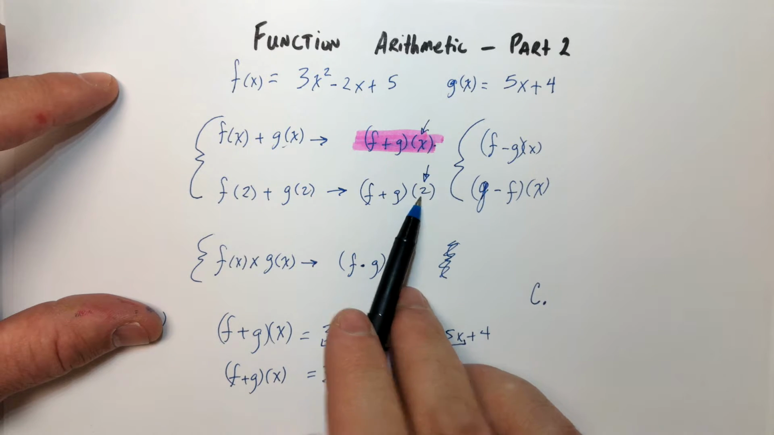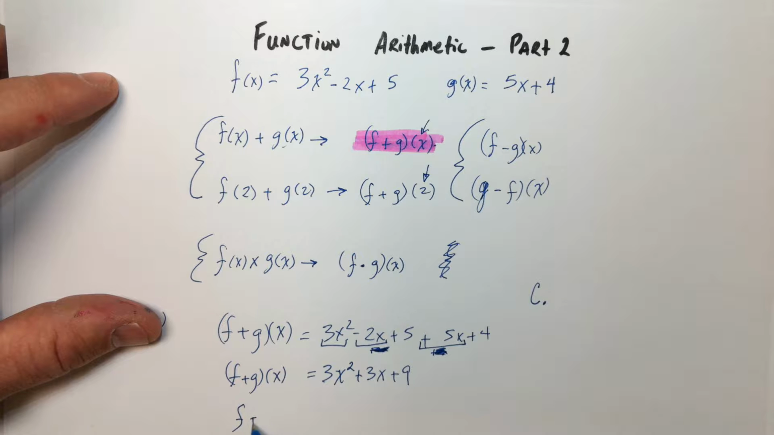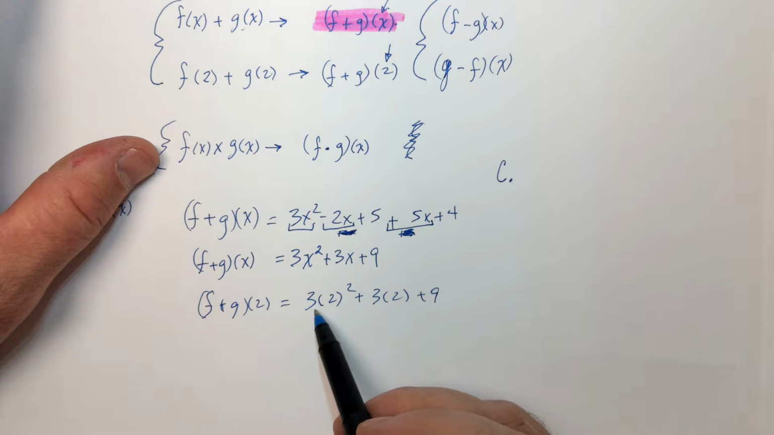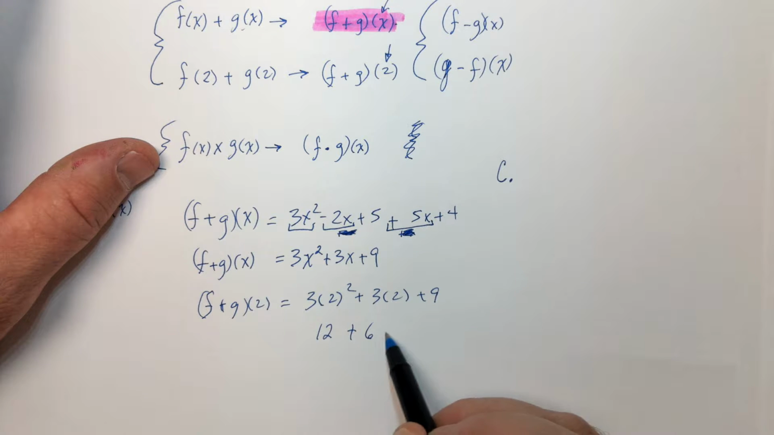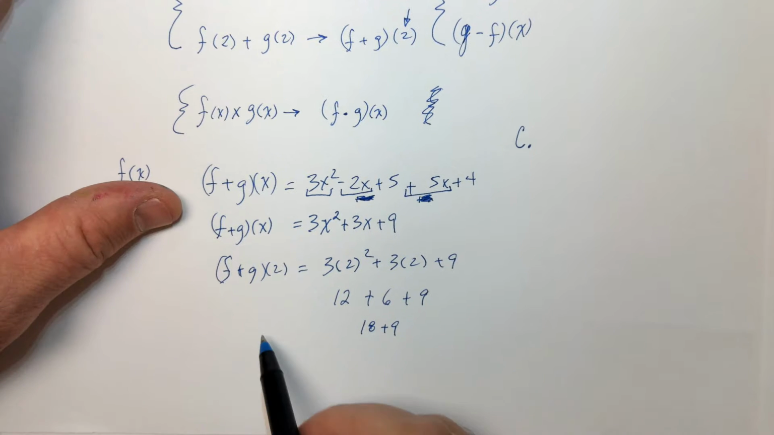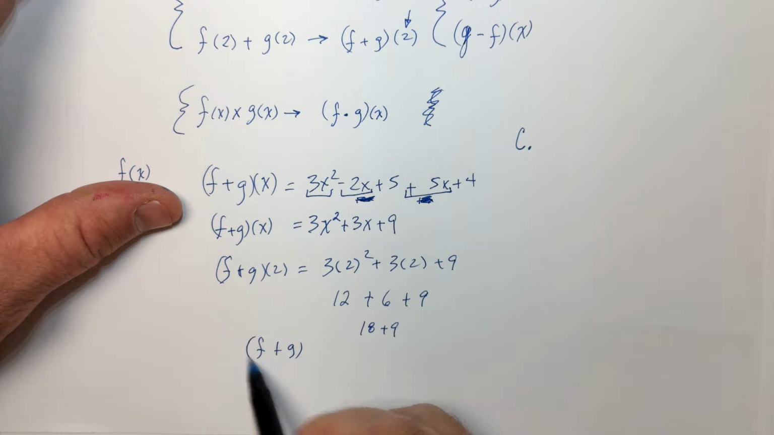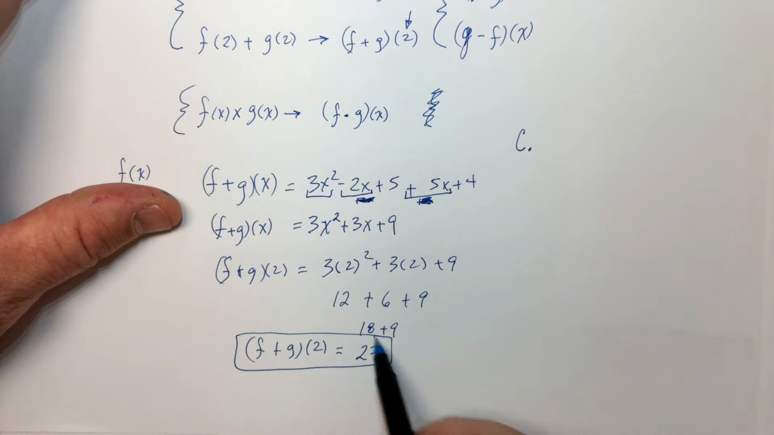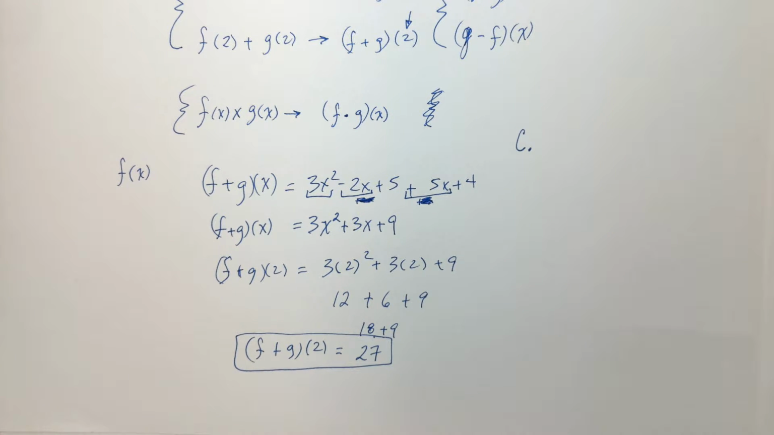Since we already added the functions, let's do that. So let's do f plus g of 2. That's going to be 3 times 2 squared plus 3 times 2 plus 9. So 2 squared is 4, right? Order of operations, 4 times 3 is 12, right? Plus 6 plus 9, is that 18 plus 9? I think we got this. 27. 27. Done.